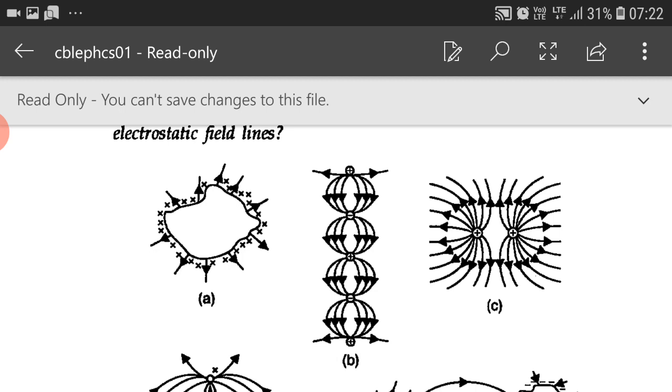Come to the third figure. There are two positive charges separated by certain distance. Electric field lines, they are exerting lateral pressure over each other. So this figure is exactly correct. They are also coming out of the charges. So it satisfies all the properties of electric field lines. So C figure is correct.